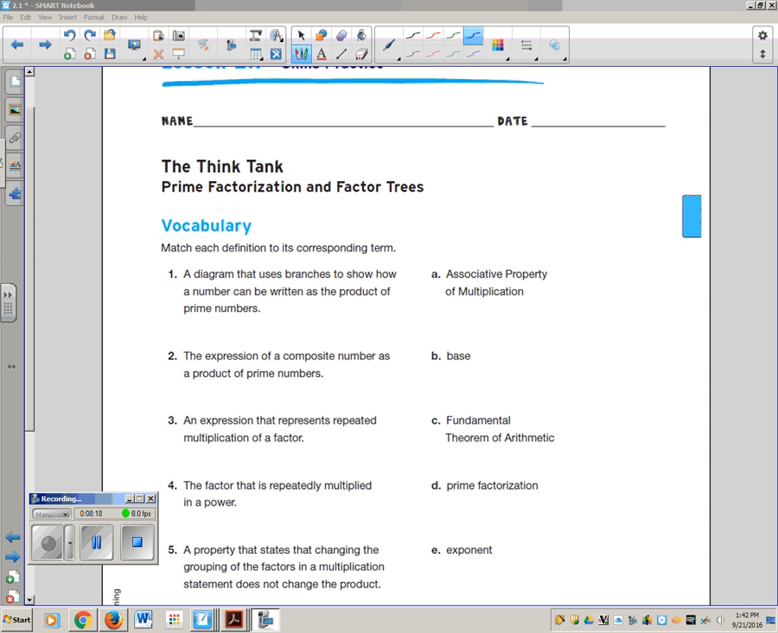Make sure you have your vocabulary sheet to the front page. Number 1, a diagram that uses branches. Branches is the key word. To show how a number can be written as a product of primes. Look at your vocabulary list. Factor tree. Write the letter, please. Write the correct letter. F.